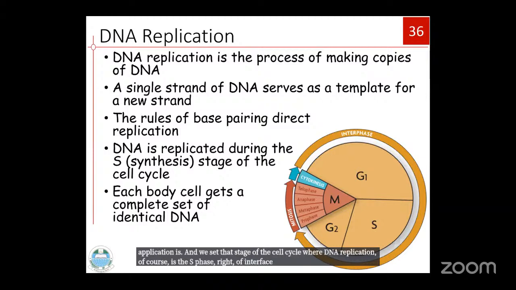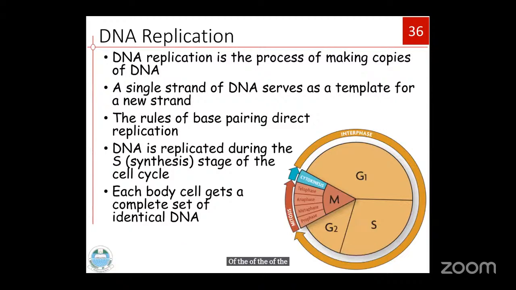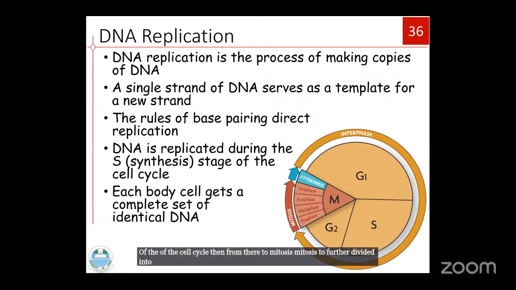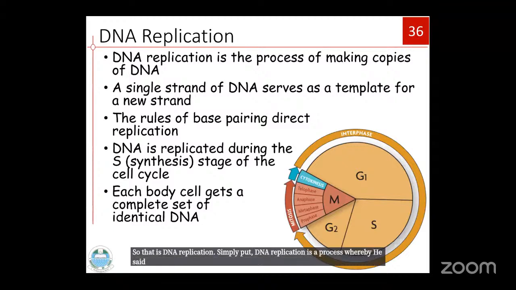And this shows the cell cycle here. You have the interphase taking the larger portion of the cell cycle. Then from there to mitosis. Mitosis is further divided into prophase, metaphase, anaphase, and telophase, which is known as the M phase together. Then you have cytokinesis. Cytokinesis simply means division of the cytoplasm. You are still going to do all of this later, right? So that is DNA replication. Simply put, DNA replication is a process whereby the cell makes more copies of its DNA content, or duplicates or synthesizes its DNA content, right?